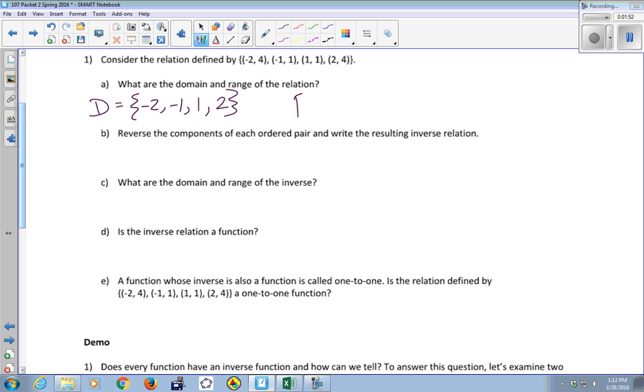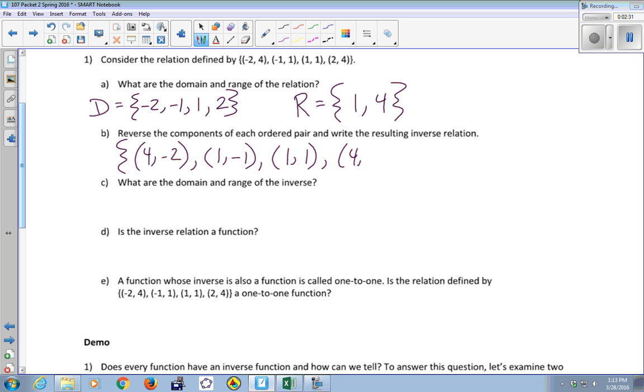Okay, and then what's the range of this function, or relation, I should say? 1 and 4. Those are the only two y values. Okay. All right, so now I just want to reverse the components of each ordered pair, and that's all an inverse function ever does. It reverses x and y. The definition of an inverse function is that it changes x's and y's. So my points are now going to be 4, -2, 1, -1, 1, 1, and 4, 2.